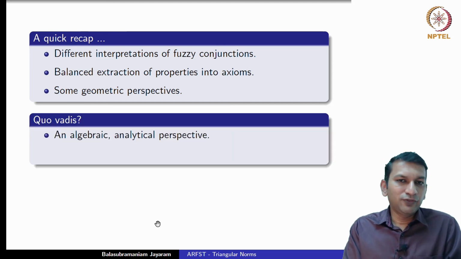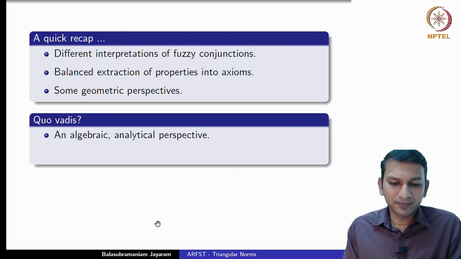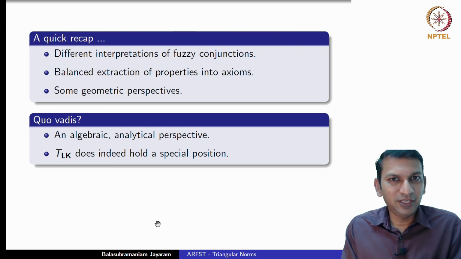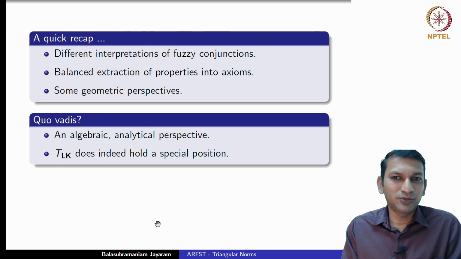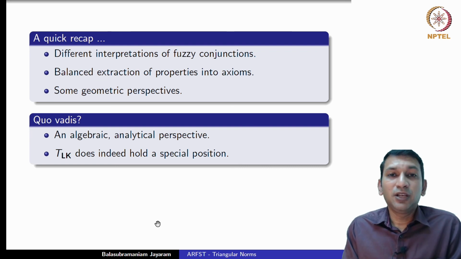Now, where do we go from here? The rest of this week, we will look at t-norms from a little more algebraic and analytical perspective. We'll look at some algebraic and analytical properties which are very important for us going forward, especially in the applicational setting that we will be discussing. And we will also justify the special position of the Lukasiewicz t-norm that we had seen earlier, which almost came to giving us a lattice along with this dual operation. We see that it still holds a very special position.